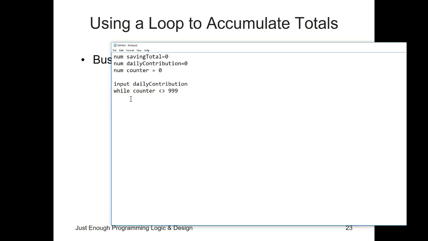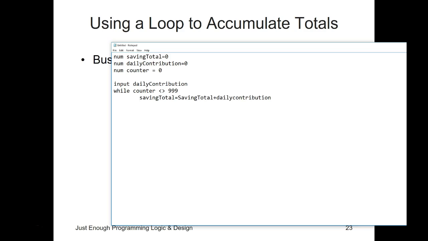And so then down in here, so while this loop runs, I'm going to say, all right, so my saving total is equal to saving total plus that daily contribution.